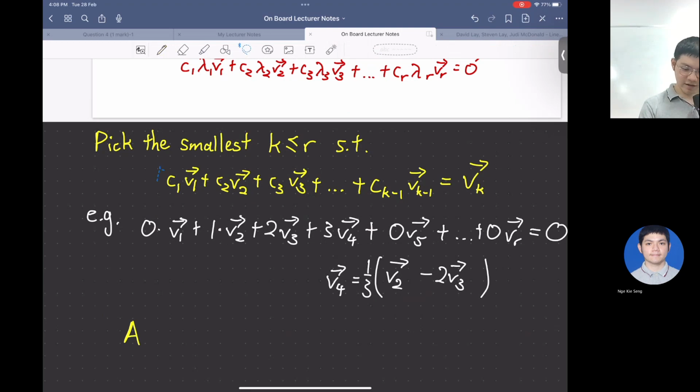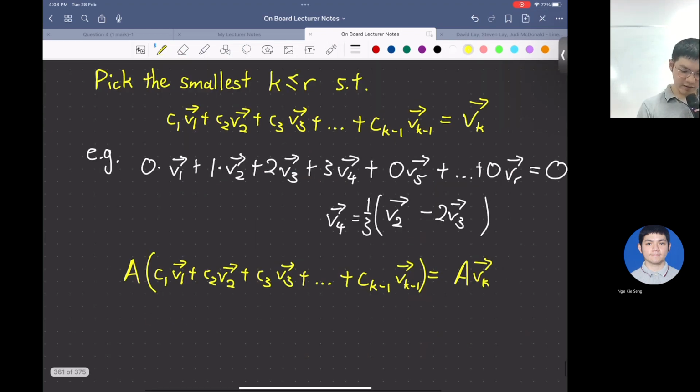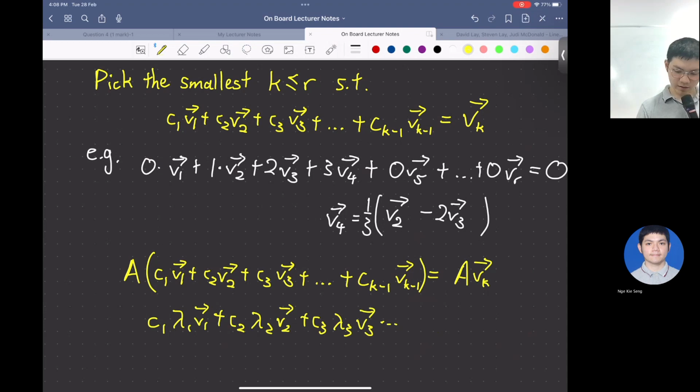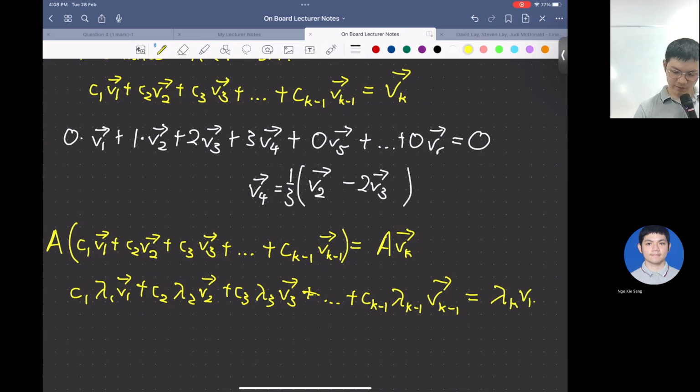When you add on A again, let's add on this guy again. If I add this guy on A again, what do I get? I get the same thing actually. So I get C1 lambda 1 V1 plus C2 lambda 2 V2 plus C3 lambda 3 V3 all the way up to C(k-1) lambda (k-1) V(k-1), equals lambda k Vk.